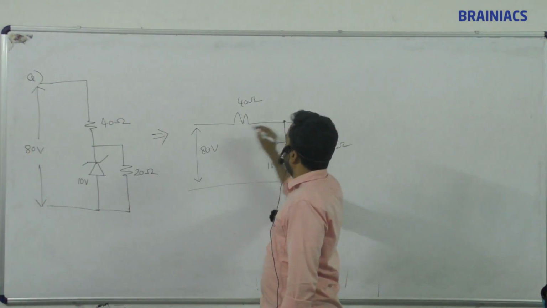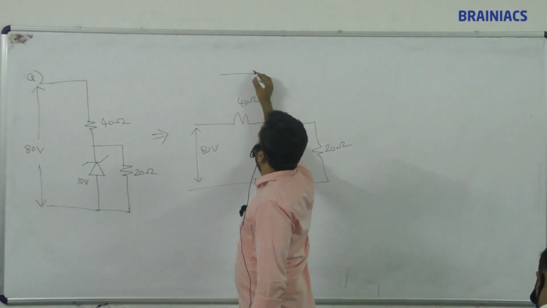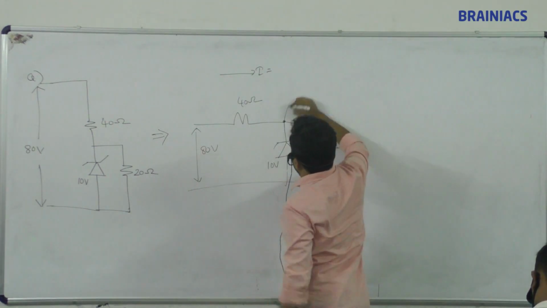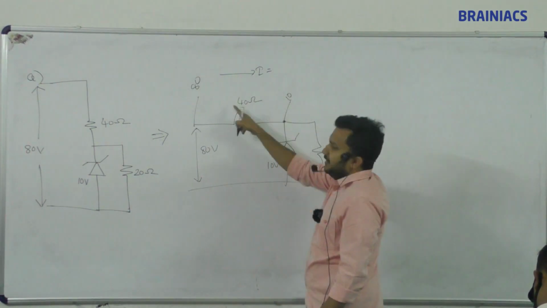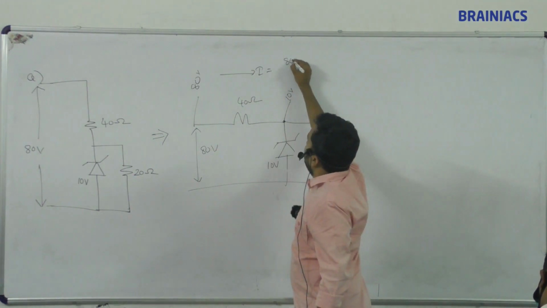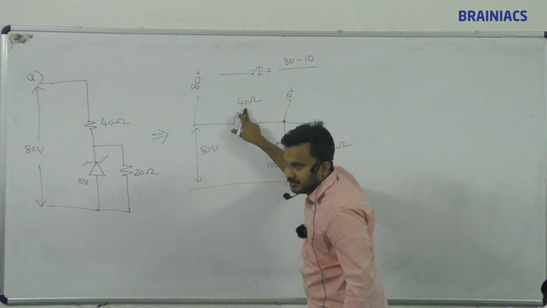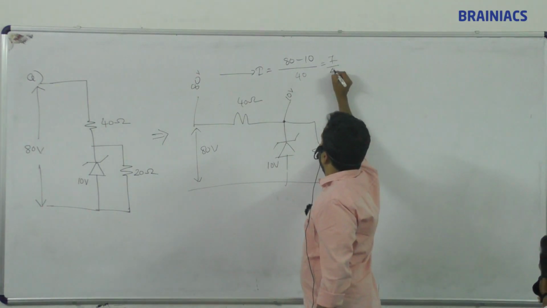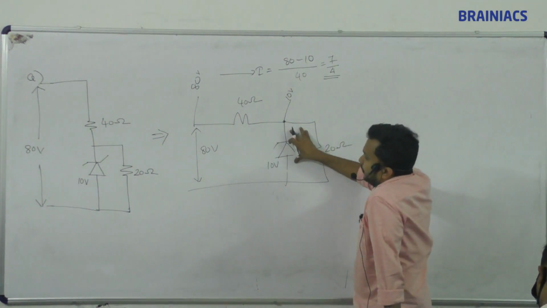So what is the current flowing here? Here I am writing I. I is equal to the voltage difference between these two points. Here 80, here 10. So 80 minus 10, voltage divided by resistance 40. So it becomes 7 by 4. Okay, so what do we need to find out?